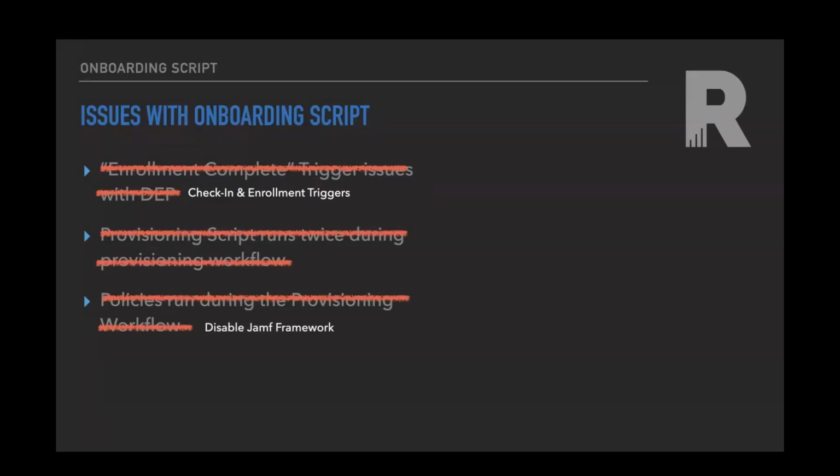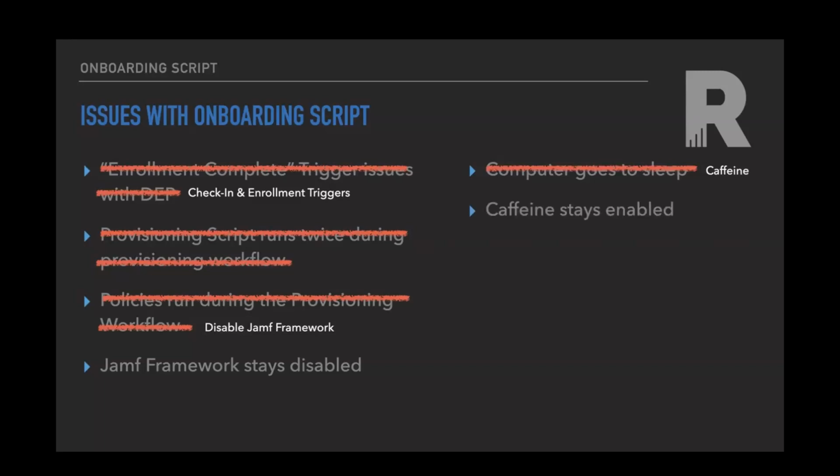But that creates another issue where the Jamf framework can stay disabled if anything happens in this process. Let's say there's some exit during the script, or the user interrupts what's happening, or even just turns off their computer, that Jamf framework can stay disabled. Another issue is the computer can go to sleep, which we can fix through using the caffeinate binary. But then caffeinate can stay enabled after the workflow if, again, we aren't able to properly clean it up. We also need to close DEP Notify in the end, and if anything happens, or if you're using another application, it doesn't get properly closed.